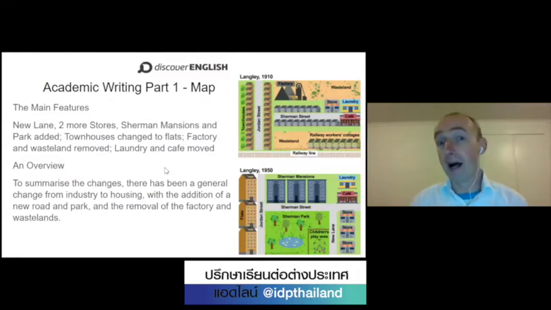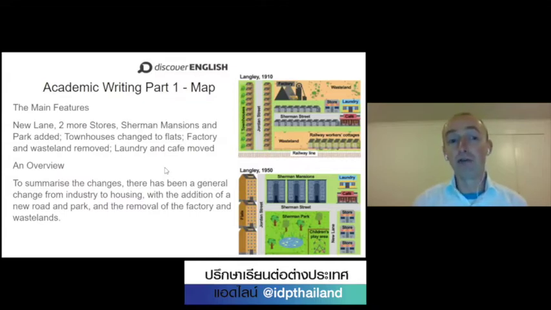Obviously, these are all past times, so your description would generally, in this case, be using past tenses. And it's different to the graphs, because with the graphs you're not actually describing change, you're just describing differences. Now here with the map, the main feature is a new lane. So if you look in 1950, the new lane has been built down the bottom on the right, whereas in 1910 there wasn't a new lane.